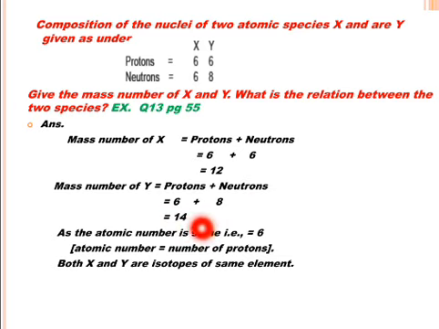Now see, the atomic number in both the species is the same as their number of protons is the same. Both have 6 protons, which means their atomic number is also 6. So the atoms of elements that have the same atomic number but different mass numbers, the mass number of X comes out to be 12 and the mass number of Y comes out to be 14. So it means they have different mass numbers but the same atomic number. So what is the relationship between X and Y? They are isotopes of the same element.